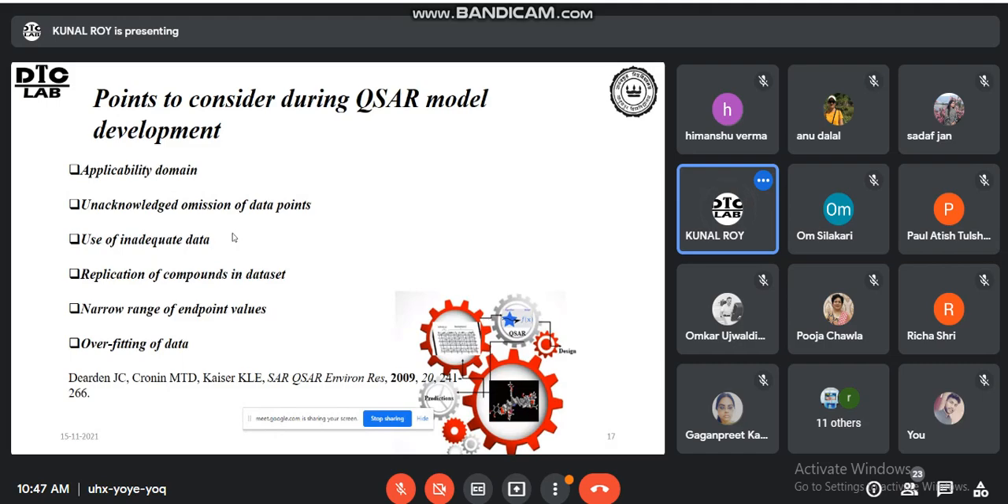components or in some restricted endpoints, maybe as low as 30, but not below that. So that is a requirement for QSR. So we should take care of a narrow range of endpoint values. If the endpoint values do not span over a wide range of log values, then we are unable to develop statistically meaningful models. So at least a 4 to 5 log unit span is required.